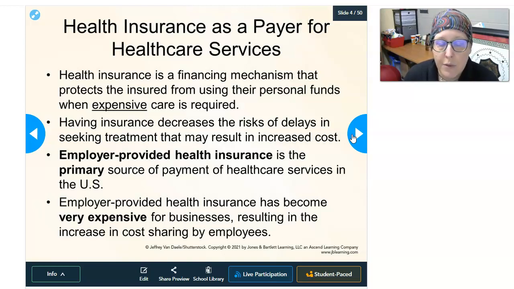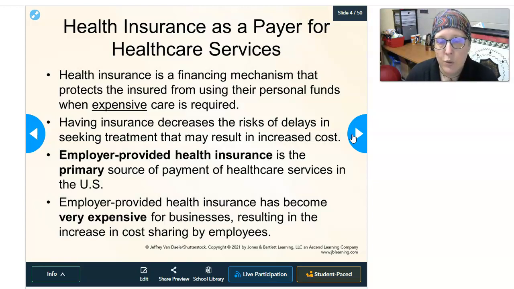So if you have health insurance, it will decrease the risk of delays in seeking treatment that might result in increased costs. Meaning that if you have health insurance, you're more likely to go see the doctor when a problem arises versus waiting, hoping it goes away, hoping you'll get better, and then waiting until you get really, really sick and then end up going to the ER, might require hospitalization, and in the end it costs you more than if you were able to get care earlier on.